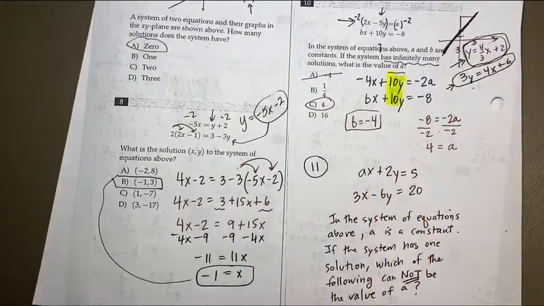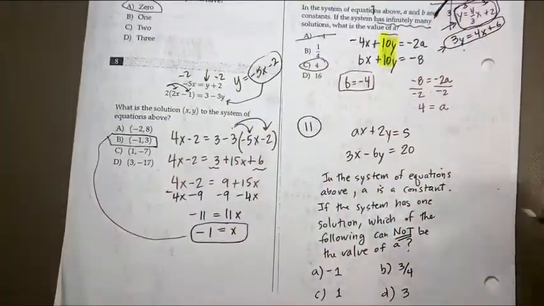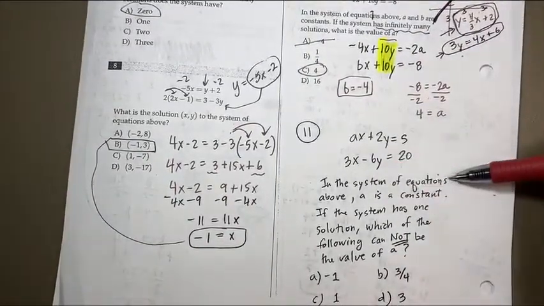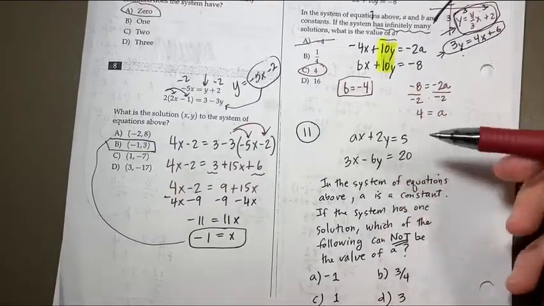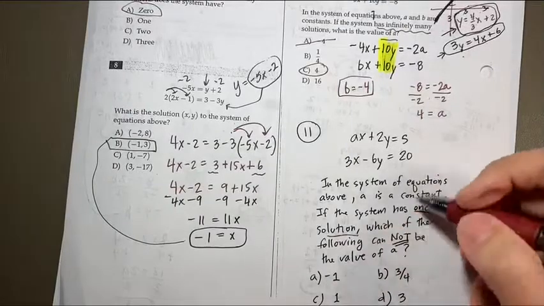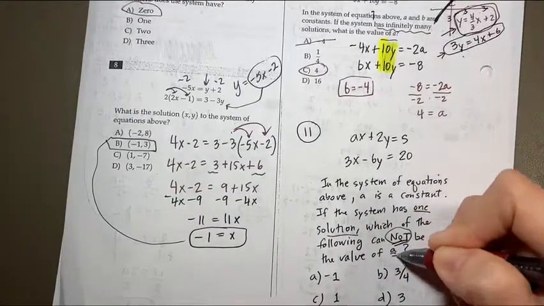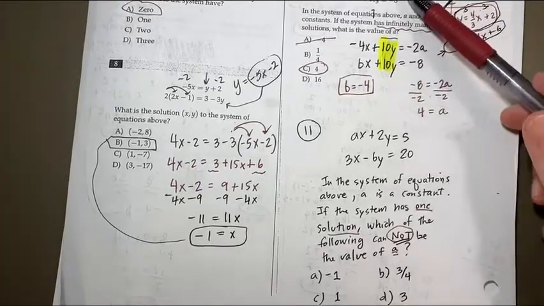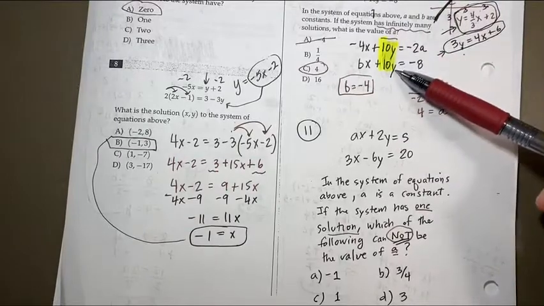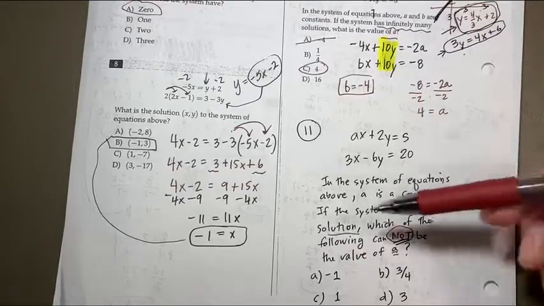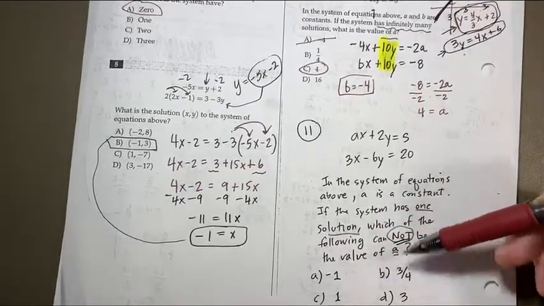It didn't fit on here, so I had to write it with my own handwriting, but it is the same question out of this book. In the system of equations above, a is a constant. If the system has only one solution, which of the following cannot be a value of a? So we see here, if the two equations are the same, they have an infinite number of solutions. Here they said if it has one solution, which can't be the value.